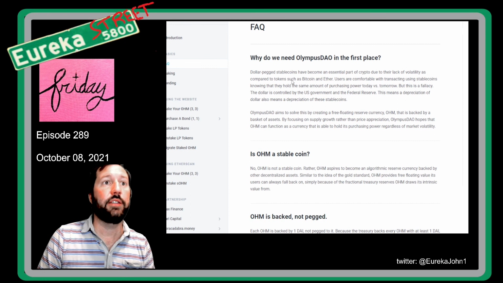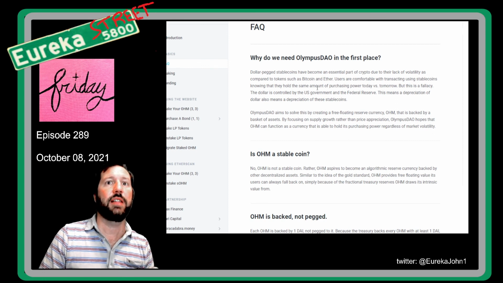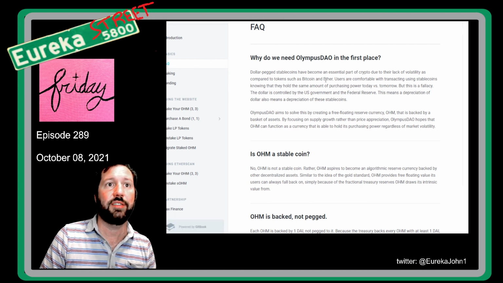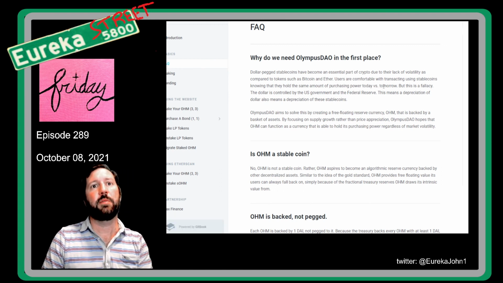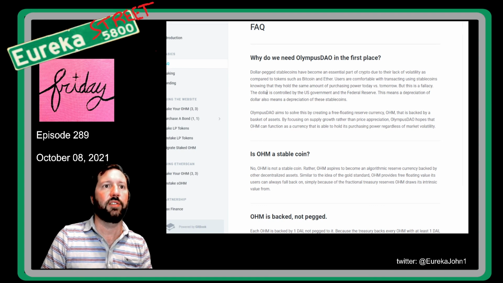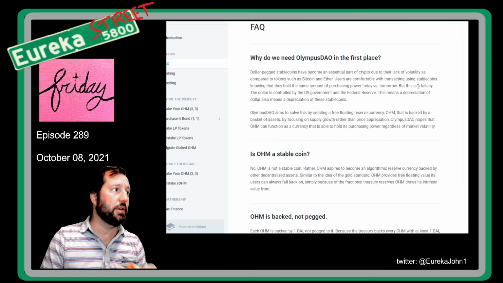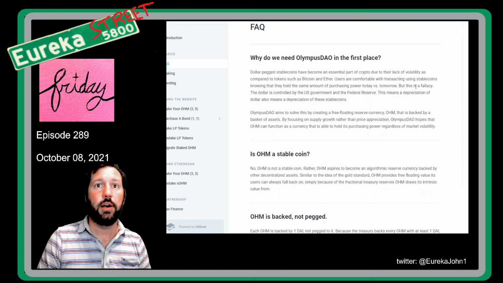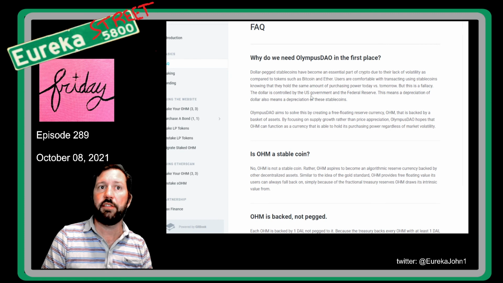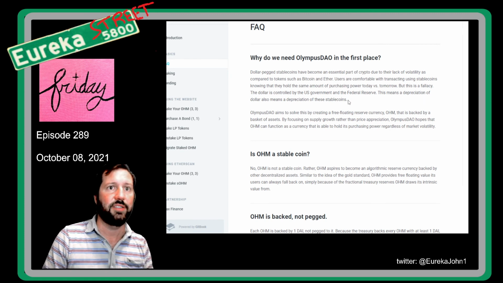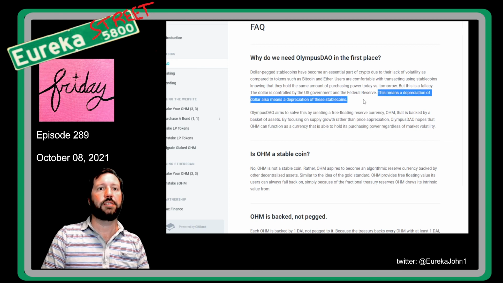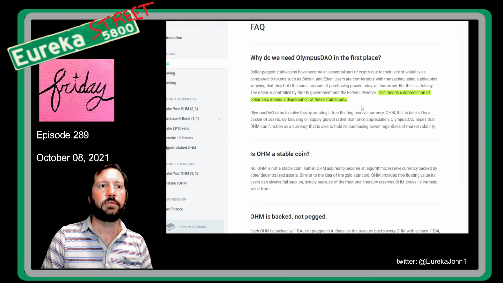Why do we need Olympus DAO in the first place? Dollar-pegged stablecoins have become an essential part of crypto due to their lack of volatility as compared to other tokens such as Bitcoin and Ether. Users are comfortable with transacting using stablecoins, knowing that they hold the same amount of purchasing power today versus tomorrow. But as you know, the dollar's had its problems. This is a fallacy. The dollar is controlled by the U.S. government and the Federal Reserve. This means the depreciation of the dollar also means the depreciation of these stablecoins. Yeah, especially when they're printing trillions of dollars out of thin air. And yeah, money printer go brrr.